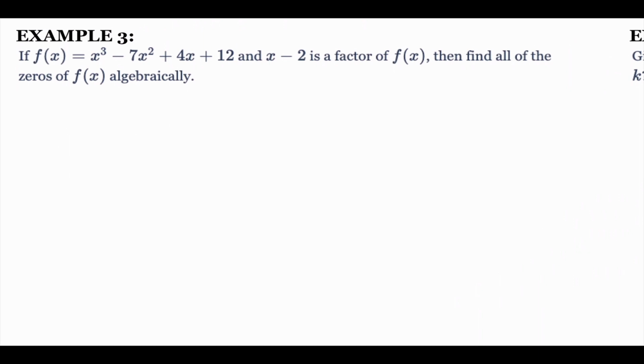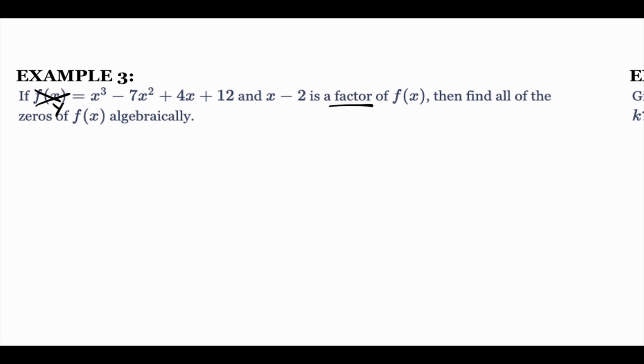So the first thing, this one has f of x. Remember I told you guys, don't worry about f of x. Just change it to y. It's the same thing. Okay, so we have x to the third minus 7x squared plus 4x plus 12. And then x minus 2 is a factor of it.